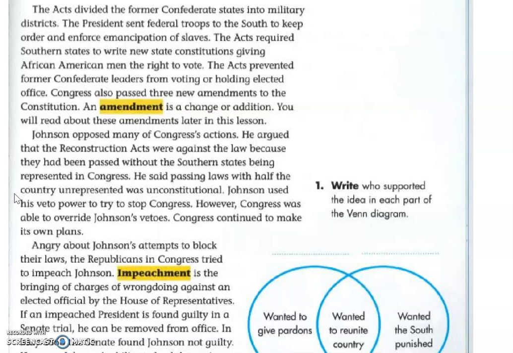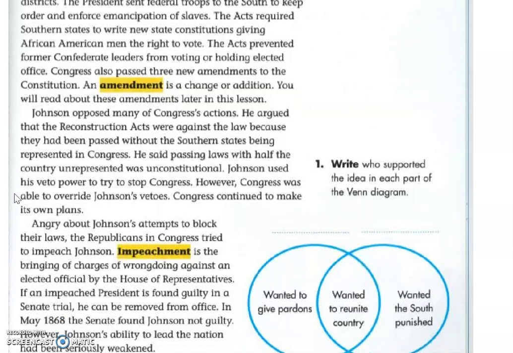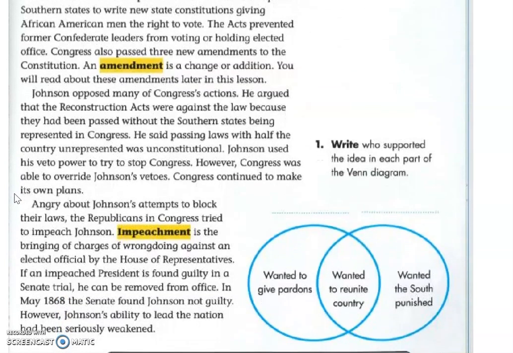Angry about Johnson's attempts to block their laws, the Republicans in Congress tried to impeach Johnson. Impeachment is the bringing of charges of wrongdoing against an elected official by the House of Representatives. If an impeached president is found guilty in a Senate trial, he can be removed from office. In May 1868, the Senate found Johnson not guilty. However, Johnson's ability to lead the nation had been seriously weakened.